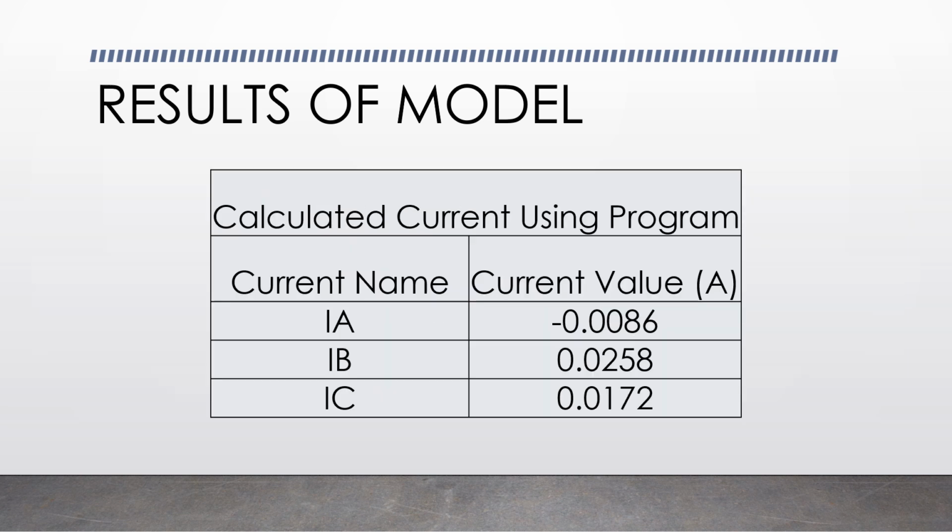This is the table showing the calculated values for the different currents using the program. You see there the first current came out to be a negative value. The reason it's negative tells us that the current was inputted basically in reverse of how it actually flows. So if it was inputted going clockwise, then since it gave us a negative number, it means it's actually going counterclockwise. That's what I mean by that.